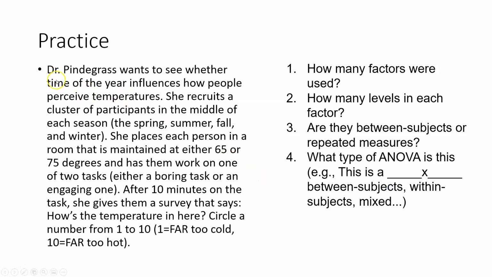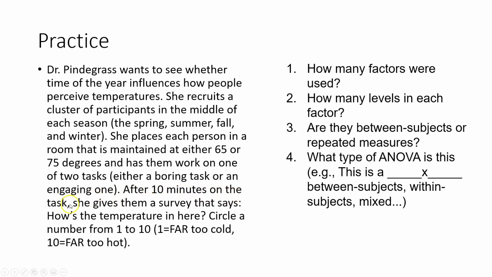Alright, here's another example. Dr. Pendergrass wants to see whether time of year influences how people perceive temperatures. She recruits a cluster of participants in the middle of each season, the spring, summer, fall, and winter. She places each person in a room that is maintained at either 65 or 75 degrees and has them work on one of 2 tasks, either a boring task or an engaging one.